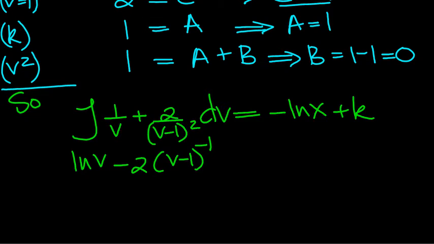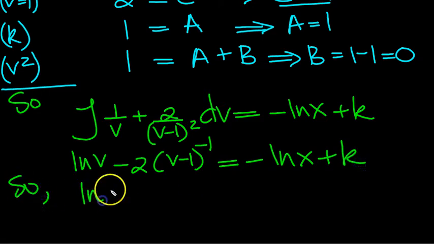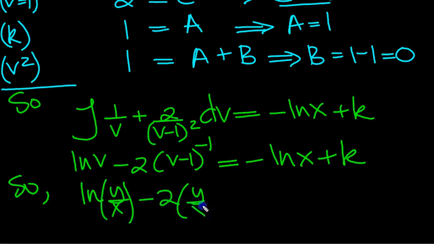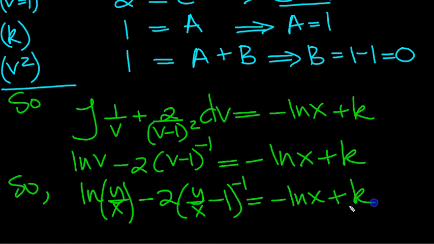Okay, so we've got that is equal to minus ln x plus k. And now at long last then, put our y over x back in. ln of y over x minus 2 times y over x minus 1 to the power minus 1 is equal to minus ln x plus k. There we go.